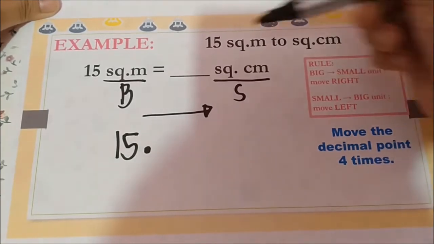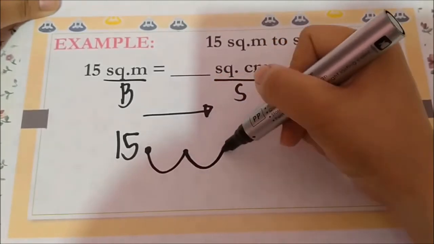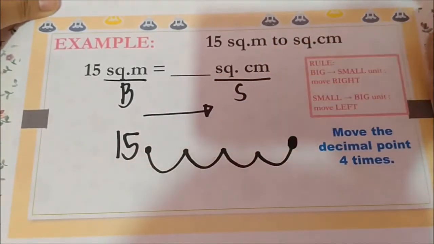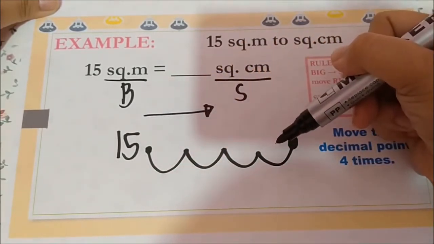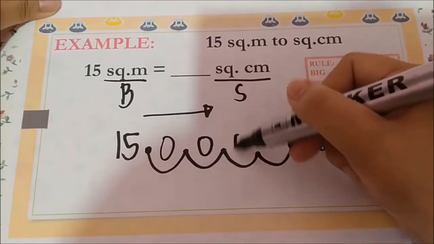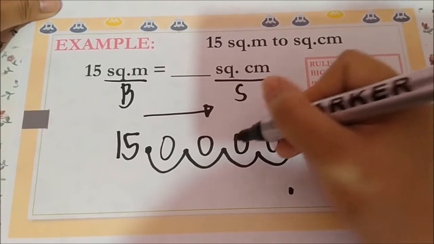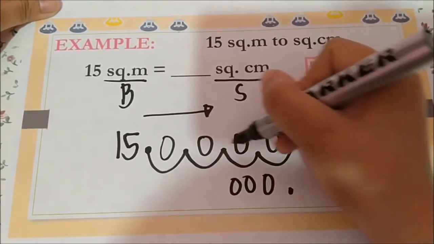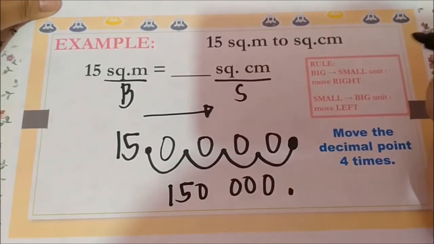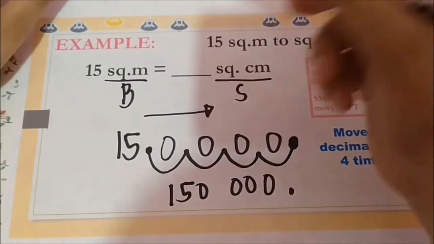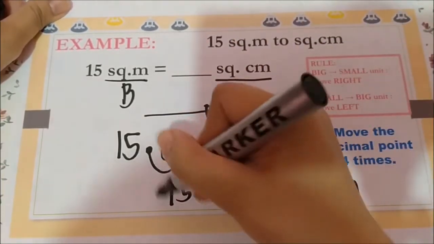We always move it 4 if it's square meters and square centimeters. 1, 2, 3, 4. There is the place of your decimal point now. The spaces couldn't be left as blank, so we need to write zeros on them. And we rewrite. This is your decimal point. 1, 2, 3, space, and then you write that one. Your final answer will be 150,000 square centimeters.